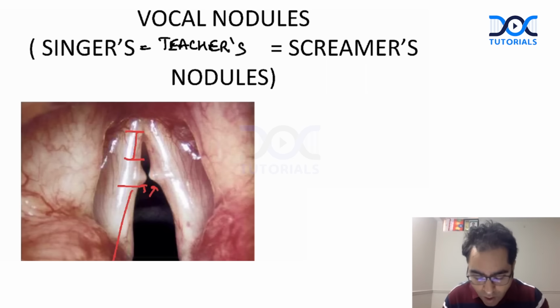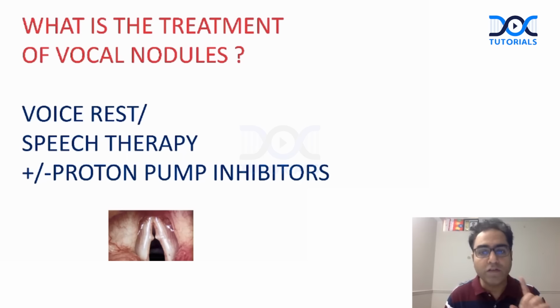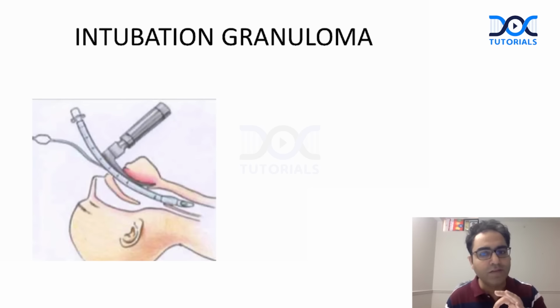So, how would you treat it? Treatment is not surgical primarily. Treatment is voice rest or speech therapy, plus or minus proton pump inhibitor. Okay. So don't mark surgery for the primary treatment of vocal nodule. Go for voice rest or speech therapy, along with a proton pump inhibitor, which may also be given. So be careful. Now, let us talk about another disease of the vocal cord, intubation granuloma.